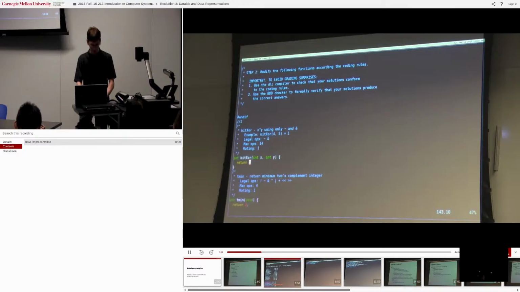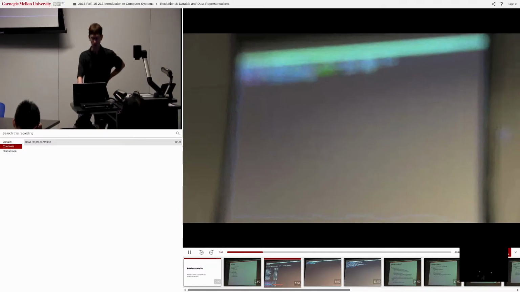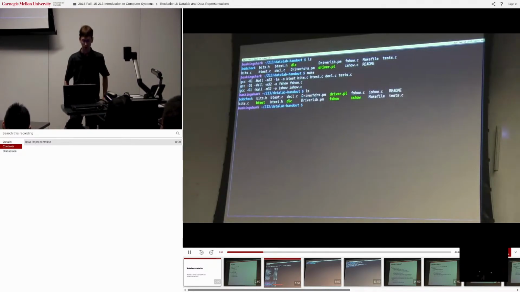So say I decide I'm going to implement it by just doing X XOR Y, because that's totally going to work, right? I mean, that does the same thing as XOR. We know it does. OK, so I've done that. And now what? Now I can run make. Make will compile your code, what you currently have. And it'll also give you an executable called btest. So now I have the btest executable, and it also gave me these other two programs called fshow and ishow.